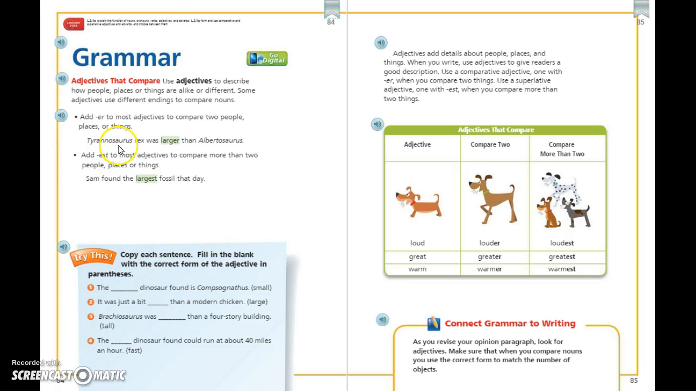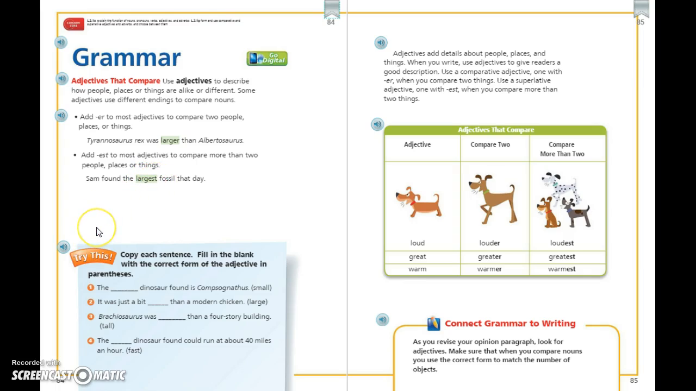Here's our example. Tyrannosaurus rex was larger than Albertosaurus. We are comparing the Tyrannosaurus rex to the Albertosaurus. Add est to most adjectives to compare more than two people, places, or things. Sam found the largest fossil that day. There are more than two fossils, so you add the est.